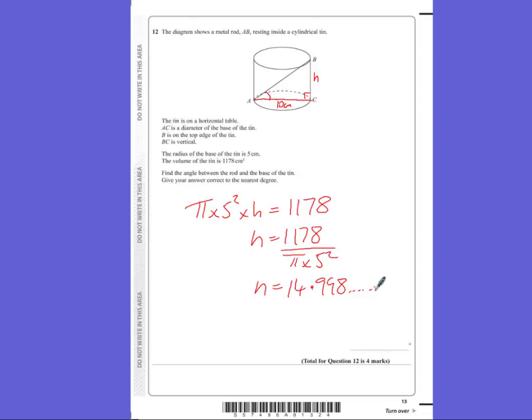So to work out the angle, we've got the opposite and we've got the adjacent. So we're going to use tan. We're going to do tan x, if we call the angle that we're after x, is equal to the opposite, which is 14.998, making sure you use the full calculator display, divided by 10. So x is tan to the minus 1 of 14.998 over 10, which will give you 56.3, but it's asking for the nearest degree, so 56 degrees.